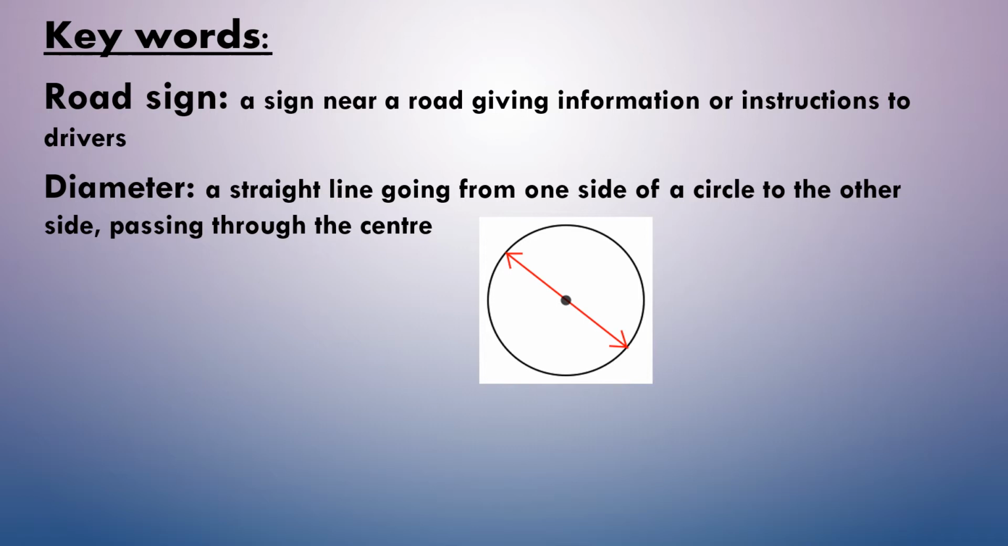The second word is diameter. Look at this line. This is the circle and this is the diameter of the circle. It means a straight line going from one side of a circle to the other side, passing through the center. It means in Arabic قطر الدائرة.